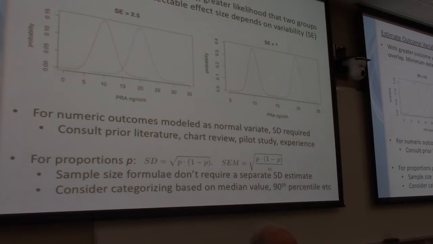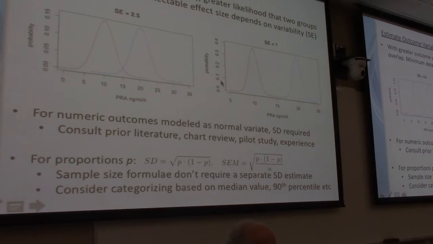I mentioned earlier that when there's more variability, there is a greater likelihood that the two groups will overlap. And so the minimum detectable effect size depends very much on the variability. And when we're comparing means, it depends on the standard error. So here's plasma renin activities in two groups. And you can see when the standard error is 2.5, those two means have a fair overlap region where you will not be able to tell them apart. When the standard error is 1, it should be pretty clear which population the mean is drawn from, because they're quite distinct. So this is how variability affects power.